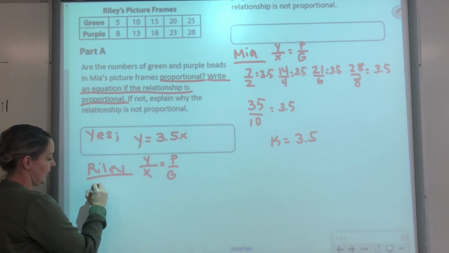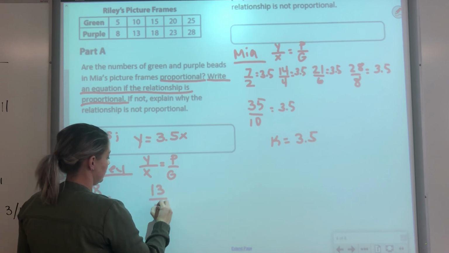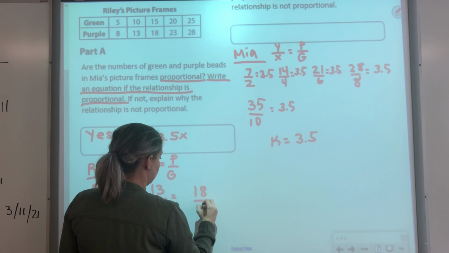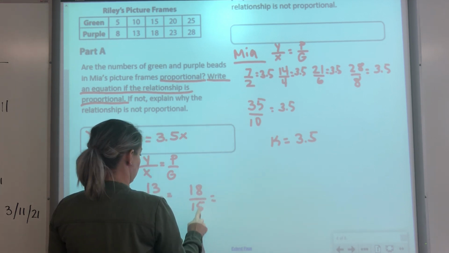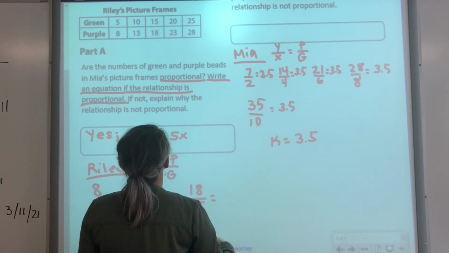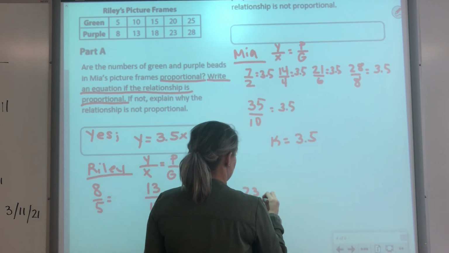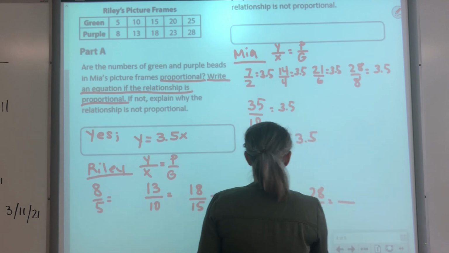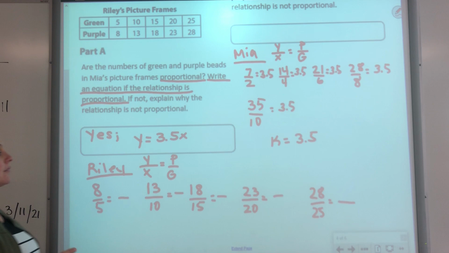So for Riley, it's 8 over 5, 13 over 10, 18 over 15, 23 over 20, and then 28 over 25. So each one of these needs to reduce down to the same value to make the relationship proportional.